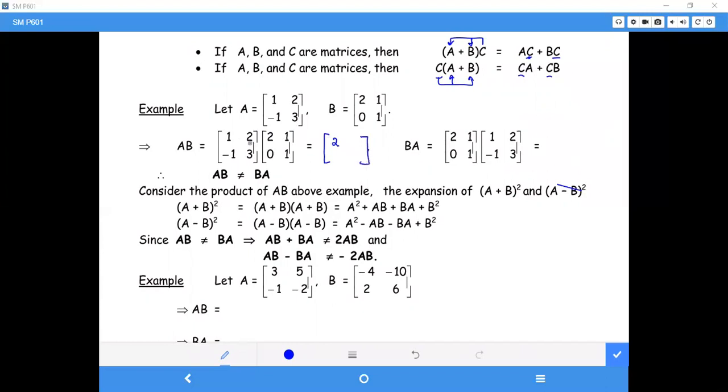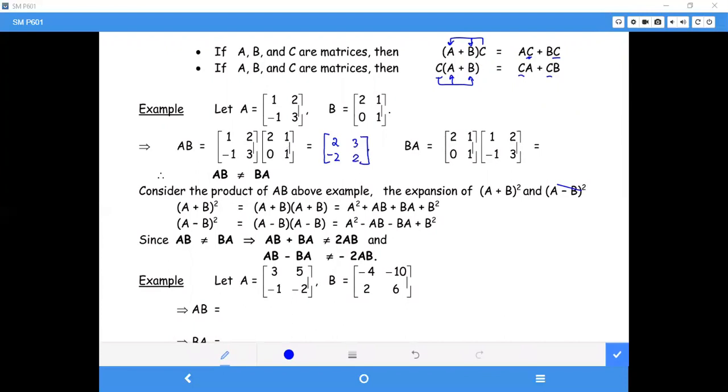Right? Next one, I want to find the first row, second column. 1 times 1 is 1, 2 times 1 is 2, 1 plus 2 is 3. Okay, next one, right? Second row, first column. Second row is here, first column is here. I will have -2 plus 0, that's -2. And then that one is -1, 3, that is 2, right? So that is my AB.